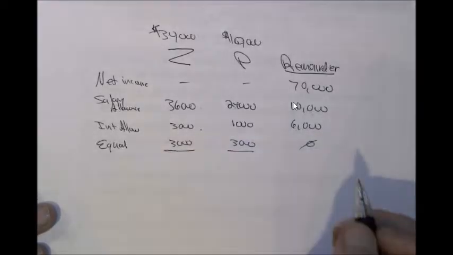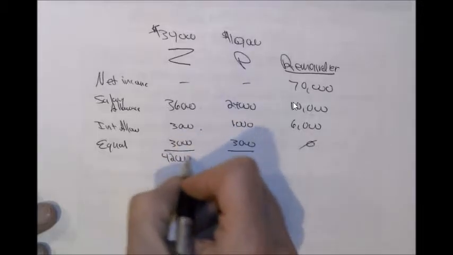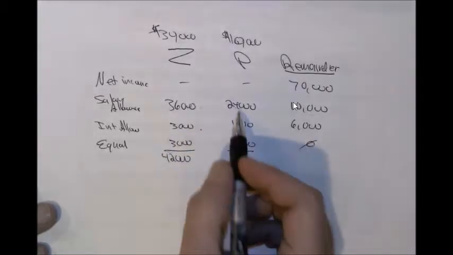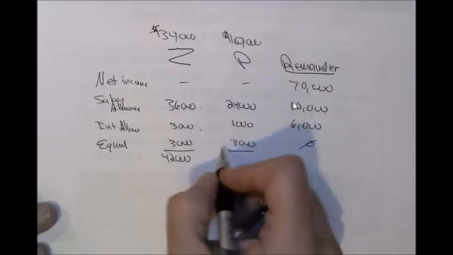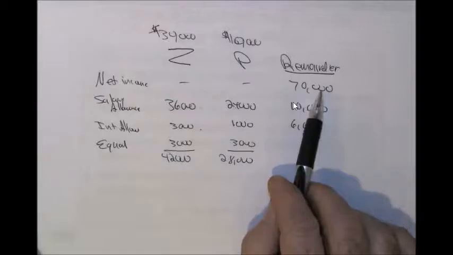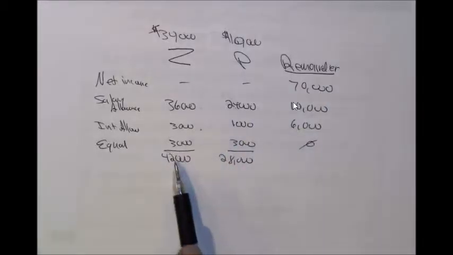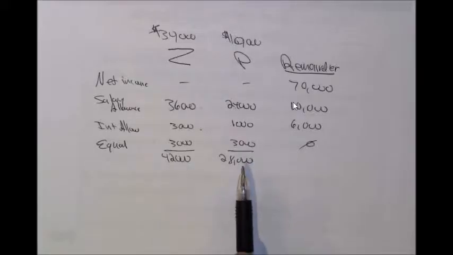If I total these up, 36 plus 6 gives us 42,000. 24 plus 1 plus 3 is 28,000. So of the $70,000, right, Zane is going to get credited 42,000. Perez is going to get a credit of 28,000, right?